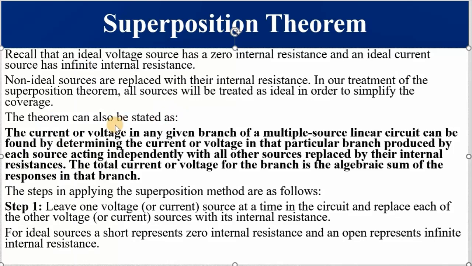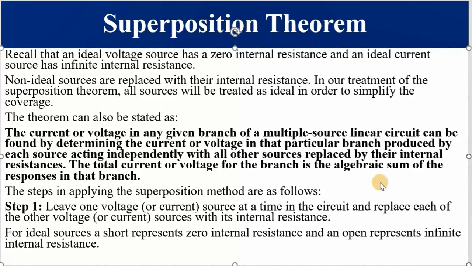Please take note, you can also state superposition theorem as: the current or voltage in any given branch of a multiple source linear circuit can be found by determining the current or voltage in that particular branch produced by each source acting independently, while all other sources are replaced by their internal resistances.